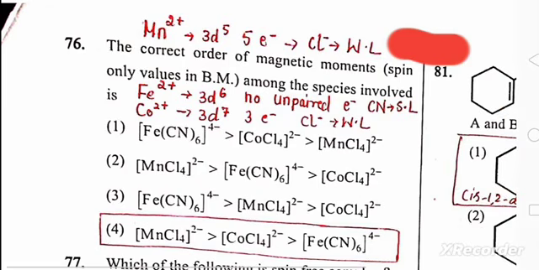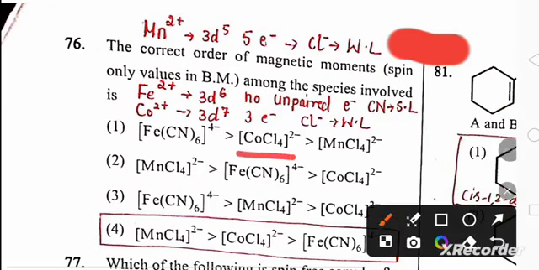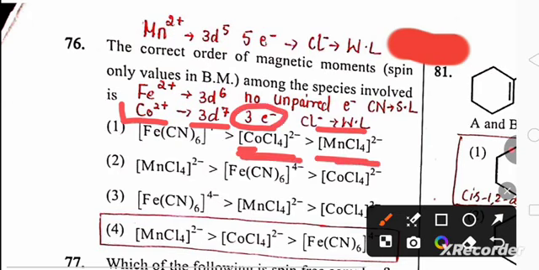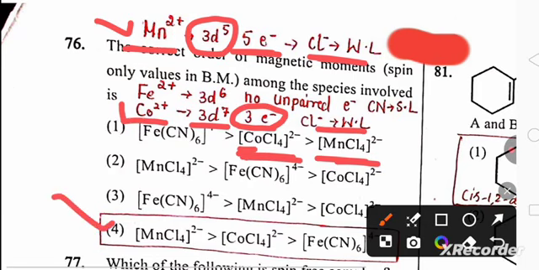Second, we have CoCl4 2-. In this, cobalt is in the Co2+ oxidation state. It has a 3d7 electronic configuration, and chlorine is a weak ligand, so you can find 3 unpaired electrons in cobalt. Whereas in MnCl4 2-, again chlorine is a weak ligand. Manganese will be in the Mn2+ oxidation state with a 3d5 electronic configuration, so it has 5 unpaired electrons and the highest magnetic moment. Then cobalt has 3 unpaired electrons. Then iron has 0 unpaired electrons. So option D is the right answer for this question.